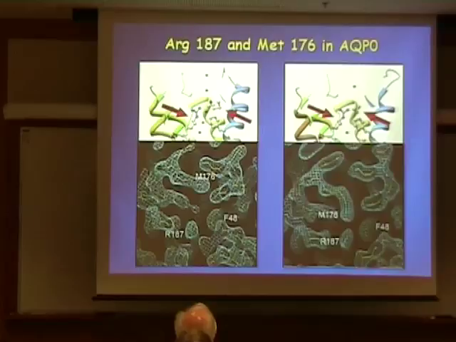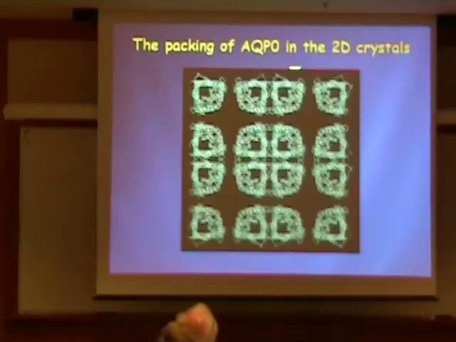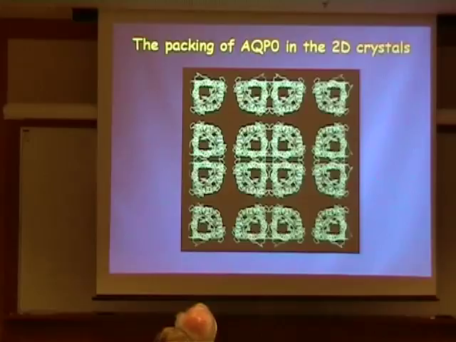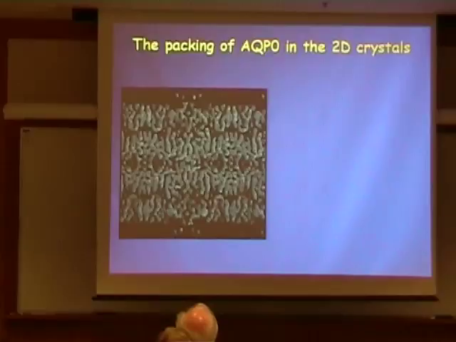So the last point I want to make is, when you look at 2D crystals, they're usually formed by protein-protein interactions. And so when we looked at the packing of aquaporin zero, we actually didn't find any specific protein-protein interactions. So the question became, what is actually holding these 2D crystals together? And so we decided to look in between these tetramers, just at this gap of density in between the two tetramers. And instead of looking from the top, we're now going to look from the side. And if we do this, we find these four layers of elongated densities here. And what those actually represent are lipid molecules.